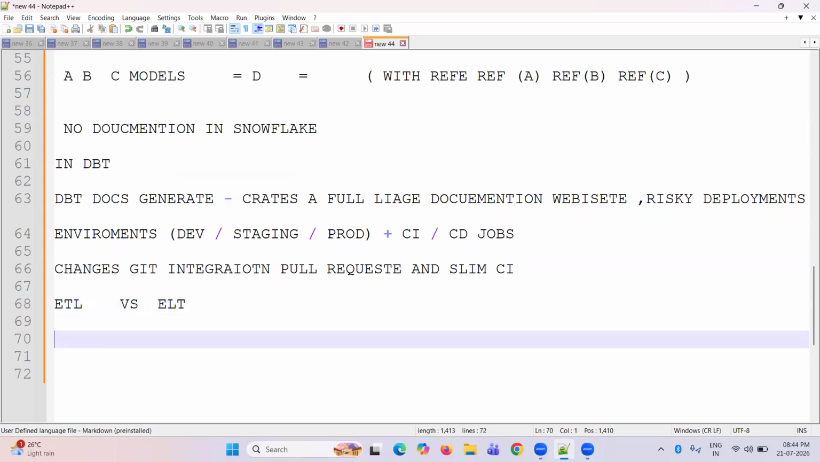ETL versus ELT. So we know ETL means extract, transform, load. Then what is ELT?